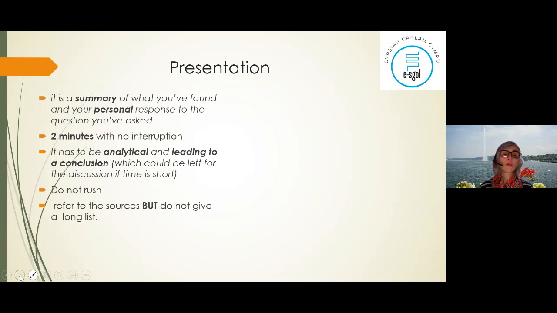Now, refer to the sources, but do not give a long list. Sometimes you think you quote the sources and you say what they are about and you carry on. No, we don't need to hear two or three sources in your presentation. Three perhaps should be enough, but they're just there to support your opinion, not there to show that you know sources. They're a support, not a list.